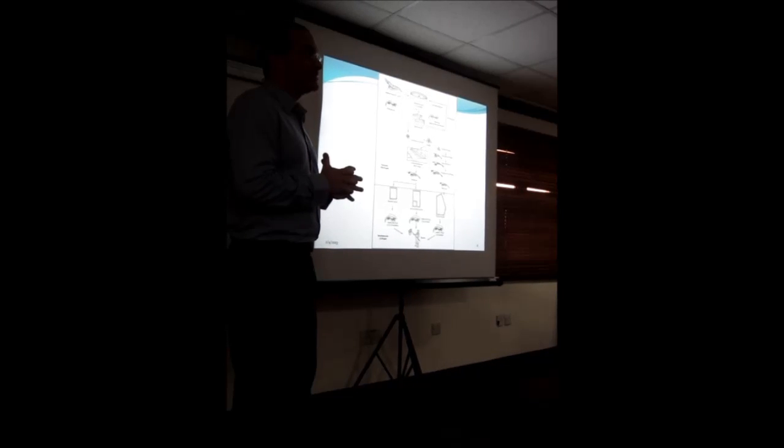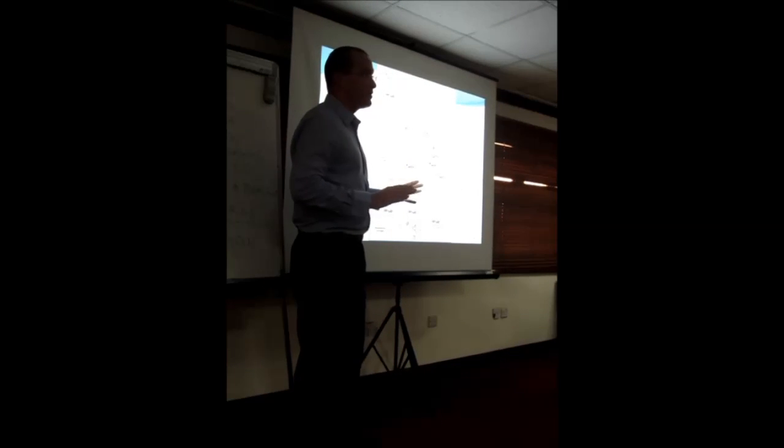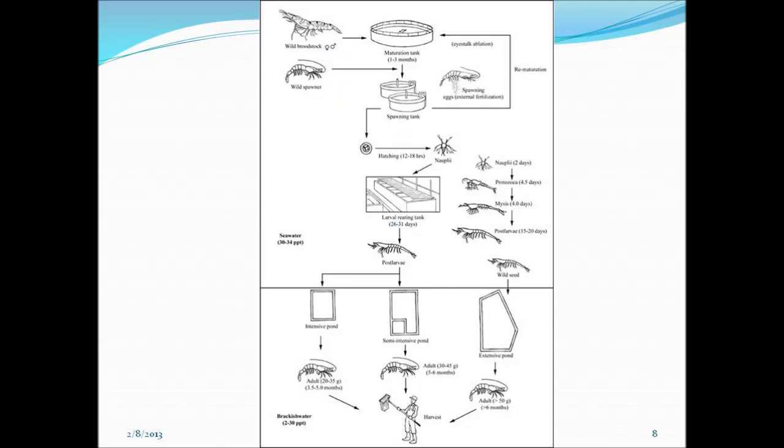Okay, larger size shrimp are commonly harvested within 6 months or more. So 6 months does seem to be a bit too long. At least, I don't know what your standards are going to be in this case.